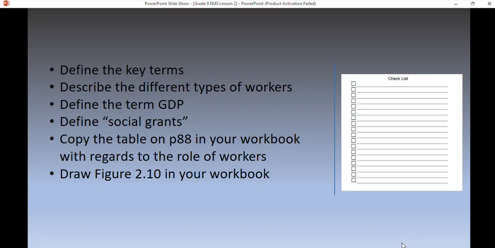So this is it. That's the work that you should be able to do. Define your key terms, describe the different types of workers, define the GDP, what is a social grant. Please copy the table on page 88 and draw figure 2.10 in your workbook. Okay, thank you.